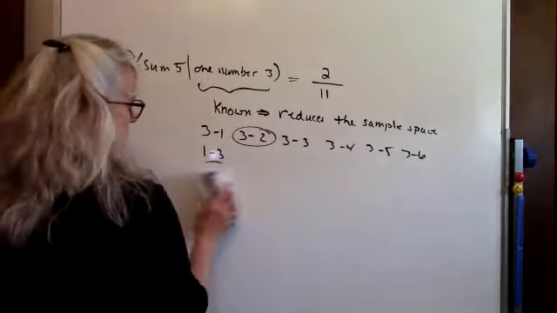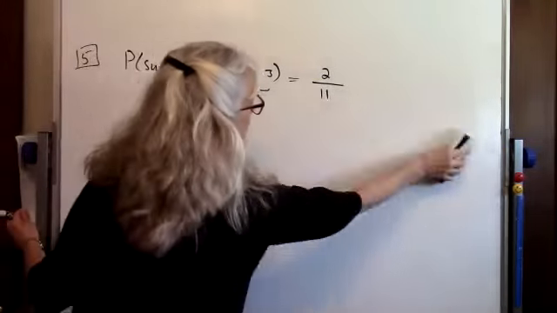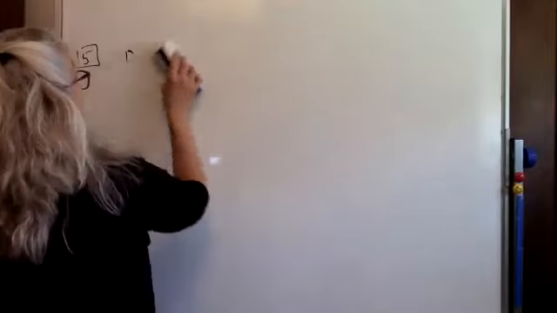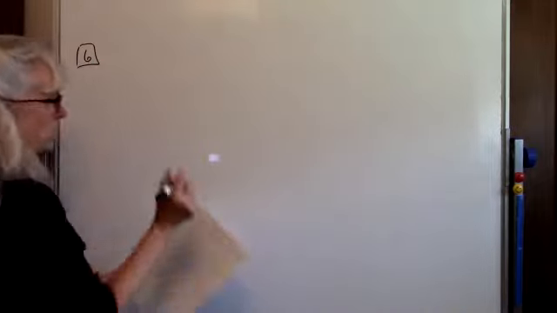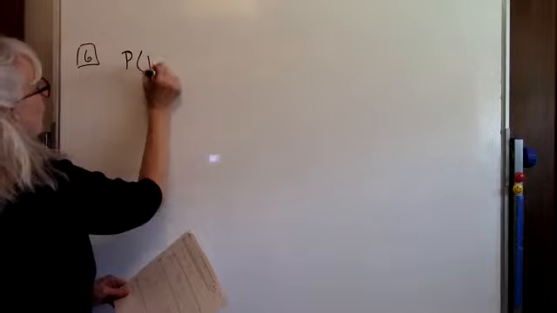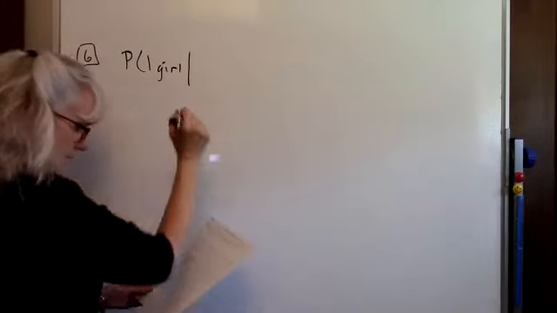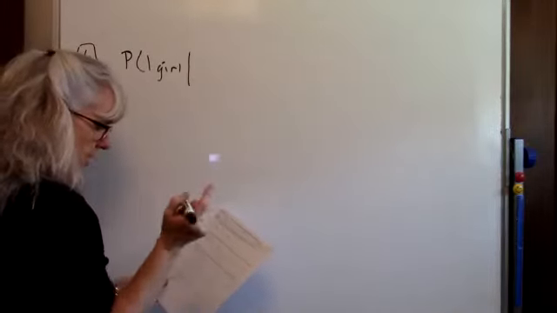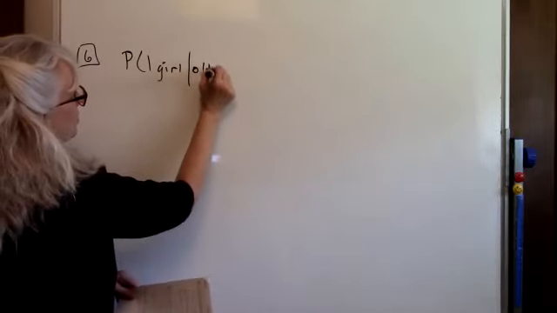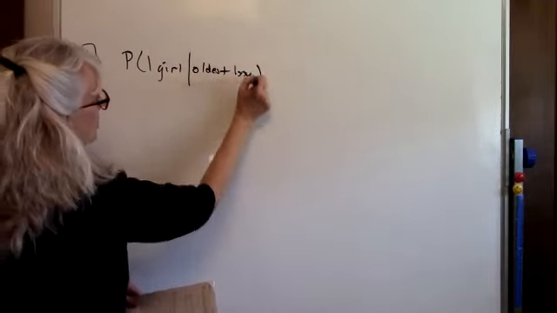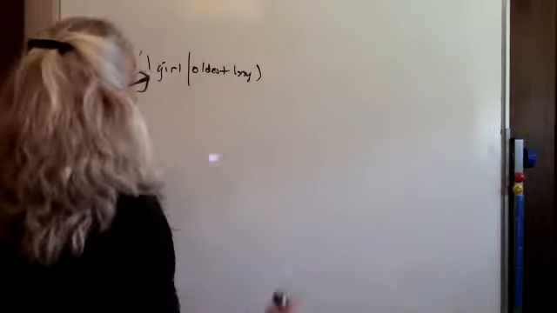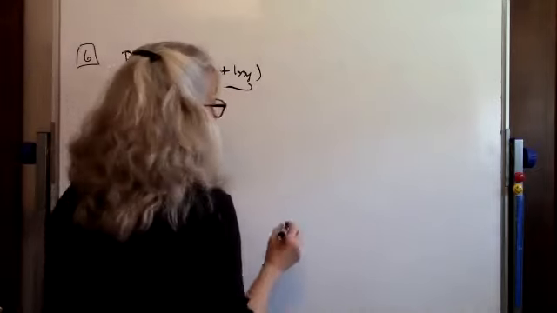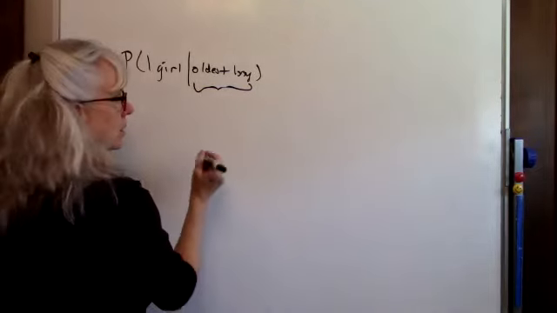Let's try another one using that approach. So this is example 6. For a 3-child family, find the probability of one girl given that the oldest or first child is a boy. And I'm going to write it as oldest because that implies the order that we need. So the oldest is a boy. Okay. So this is what's known. The oldest is a boy. So I'm going to come in and take a look at what those are. And I'm going to list them.